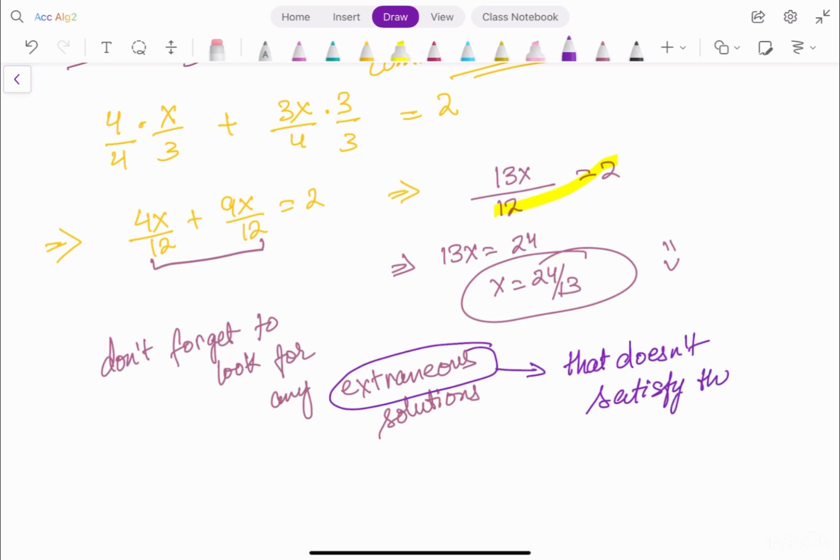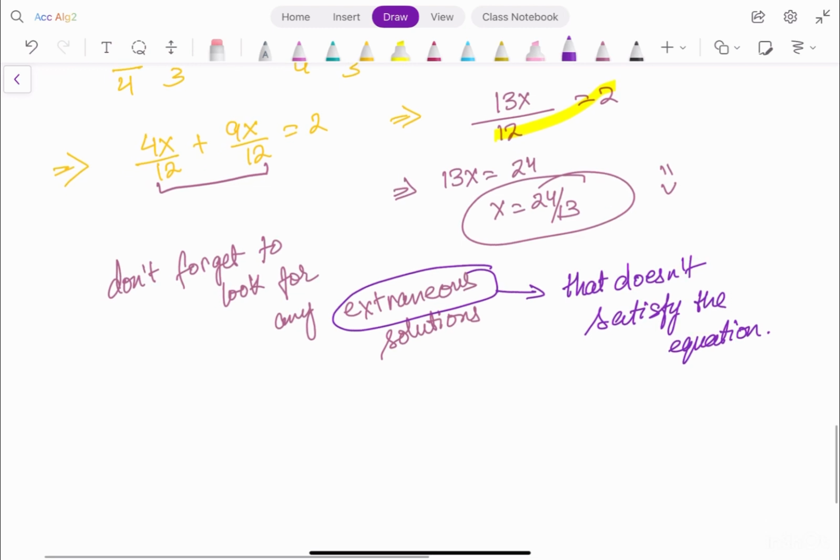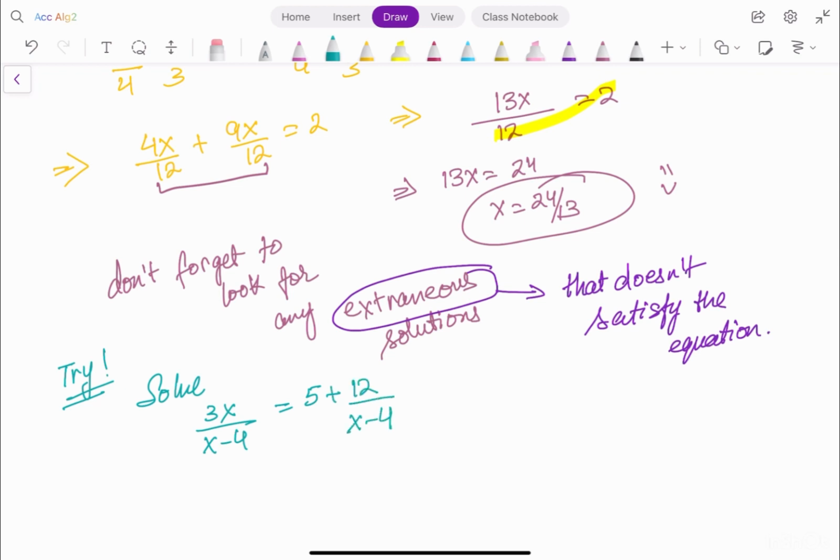I have solved one rational problem for you. I want you to try one question on your own. If you want, you can pause this video and try this question first before we jump to the next topic that we need to discuss. So I want you to try this one. Solve 3x over x minus 4 is equal to 5 plus 12 over x minus 4. And don't forget to check for extraneous solution if there is any. Please give it a try.